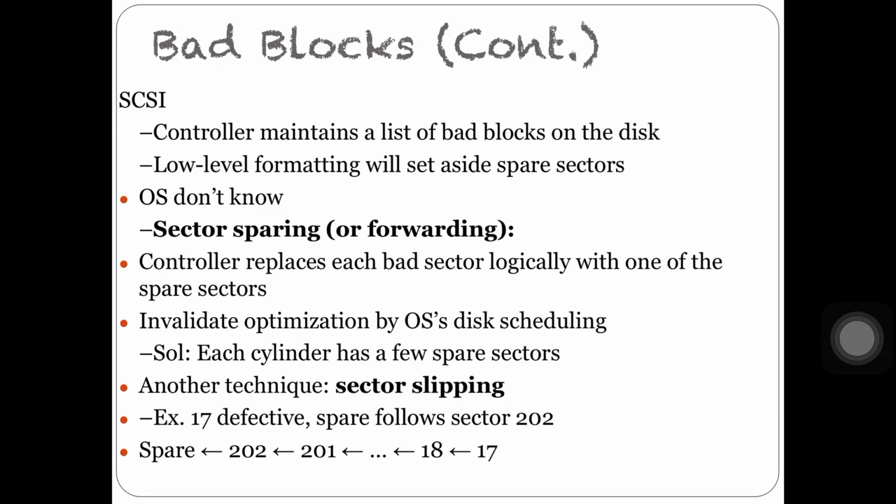Then sector slipping would remap all the sectors from 17 to 202. That is, you are going to move from the 17th block to 202. So how are you going to move here? Sector 202 is the spare, so 202 will be copied into the spare first. Then sector 201 will be copied into 202, then sector 200 will be copied into 201, and so on.